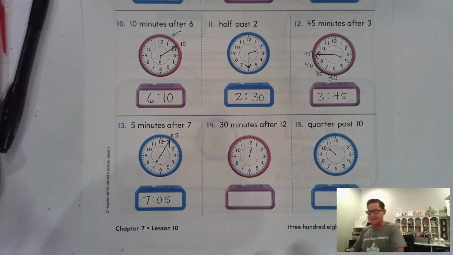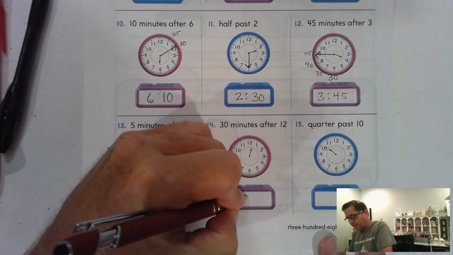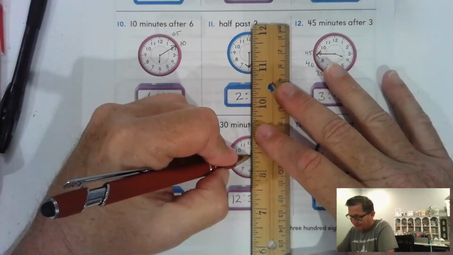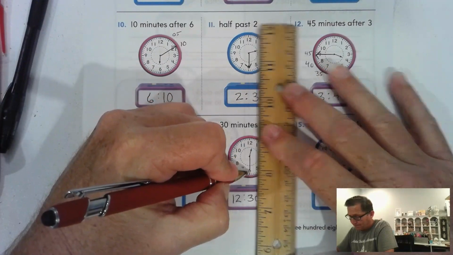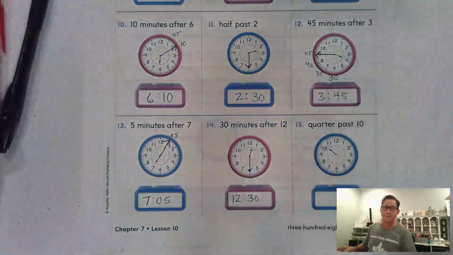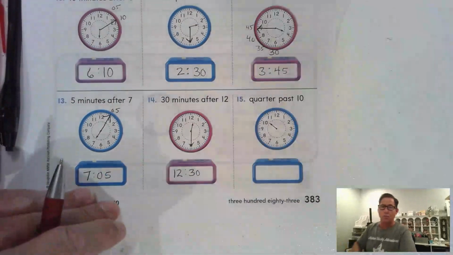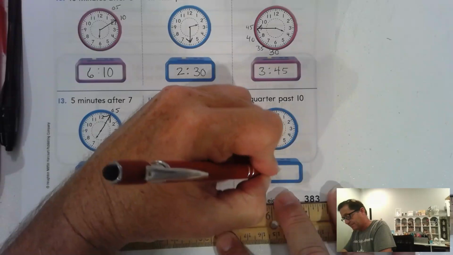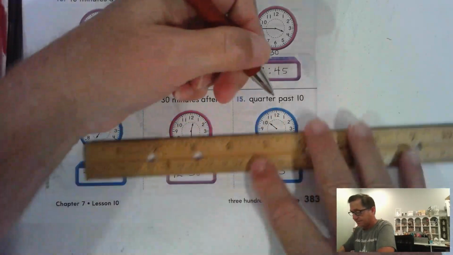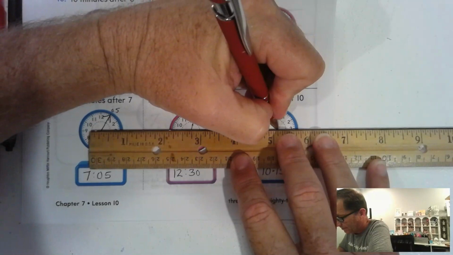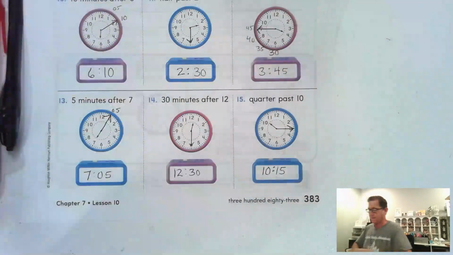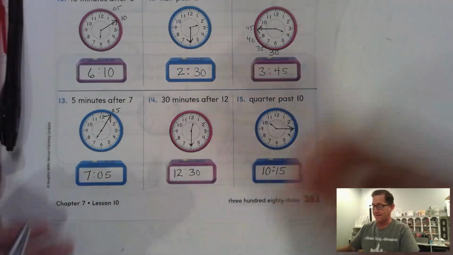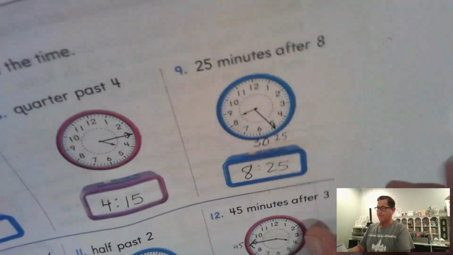All right, 30 minutes after 12. So that's 12:30. And the minute hand's going to be pointing right at the 6. 12:30. And a quarter past 10 is the same as 10:15. So it's going to be pointing at 3. Okay. 10:15 or a quarter past 10.